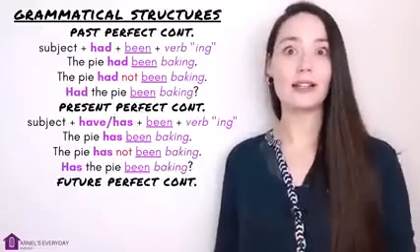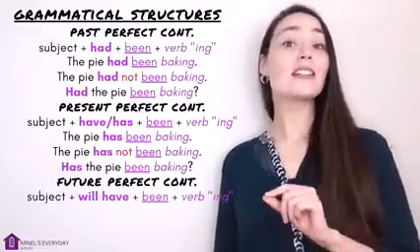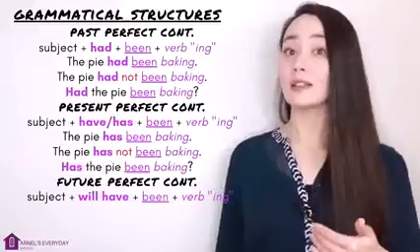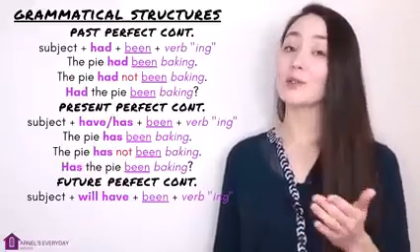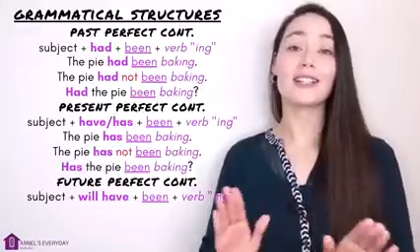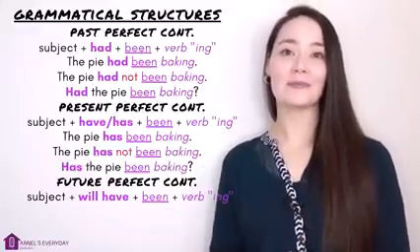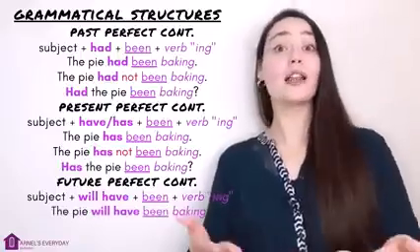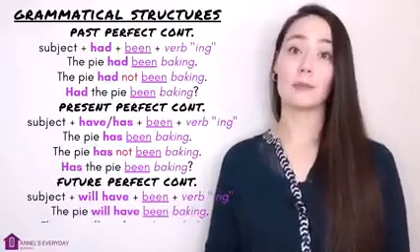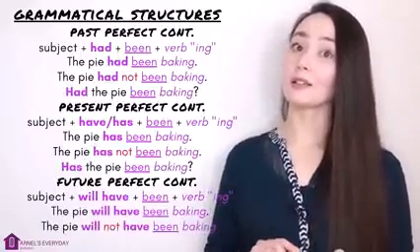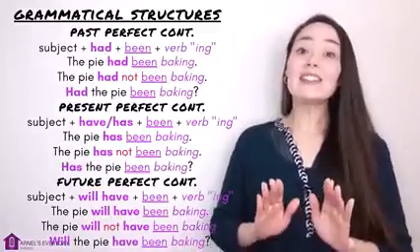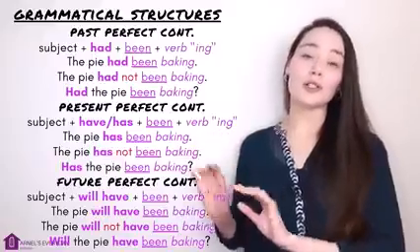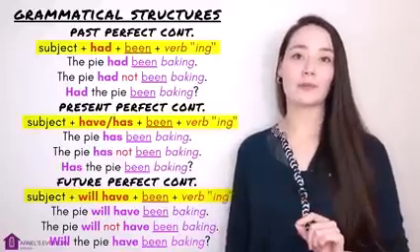Future perfect continuous: subject, will have been, plus verb-ing. We use will have been for all subjects. The pie will have been baking. The pie will not have been baking. Will the pie have been baking? In this lesson, I will keep the grammatical structures highlighted for you.